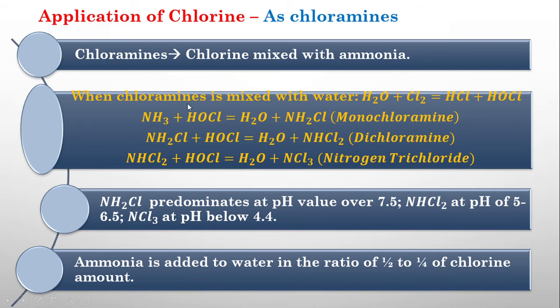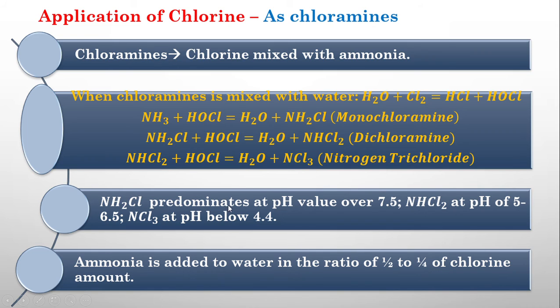When ammonia is mixed, it will combine with this hypochlorous acid to form monochloramine first. Then this monochloramine again reacts with hypochlorous acid to form dichloramine. This dichloramine again reacts with hypochlorous acid to form nitrogen trichloride. All these products have the ability to kill bacteria.